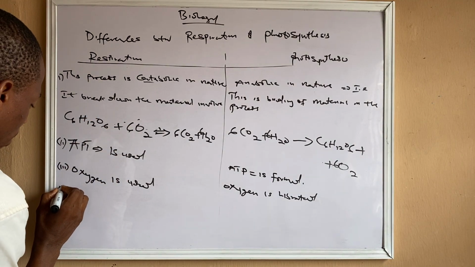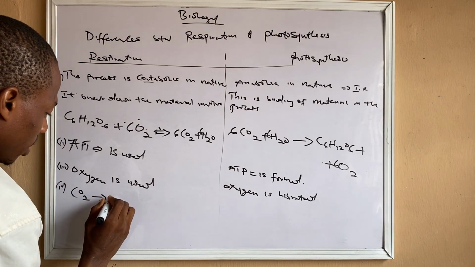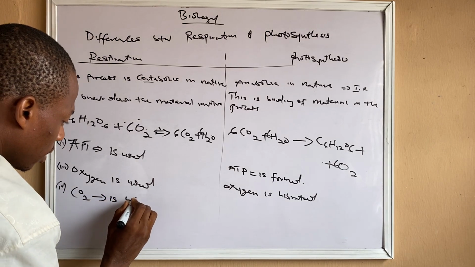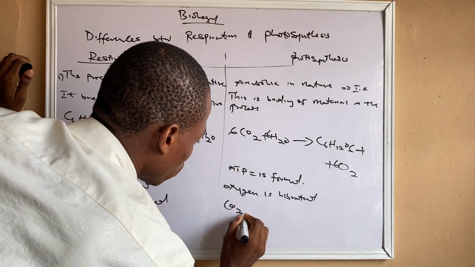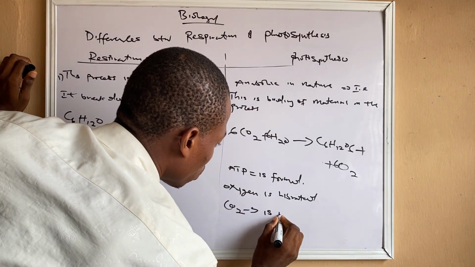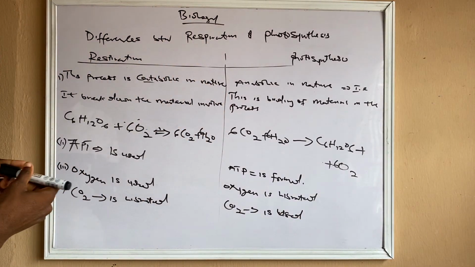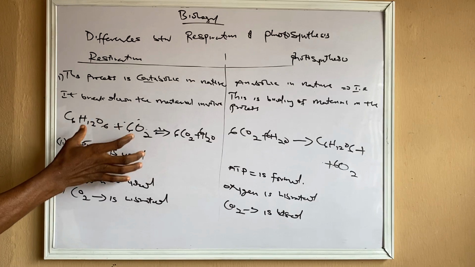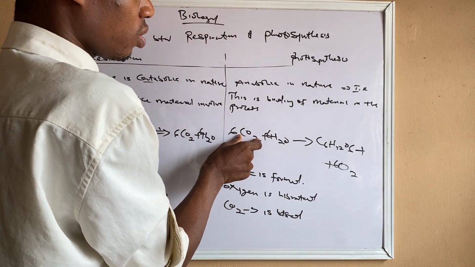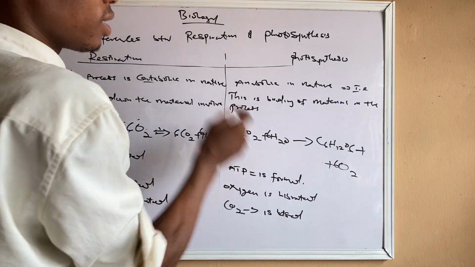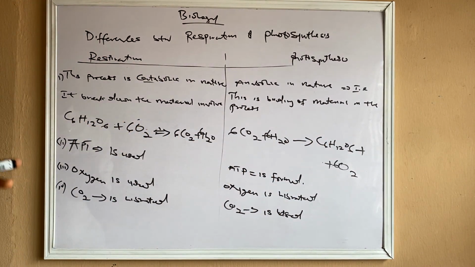Four: CO2 is liberated here, CO2 is used here. Yes, we have talked about this as well. CO2 here is liberated, but CO2 here is used. CO2 here is used to form glucose, but CO2 here is what is liberated.